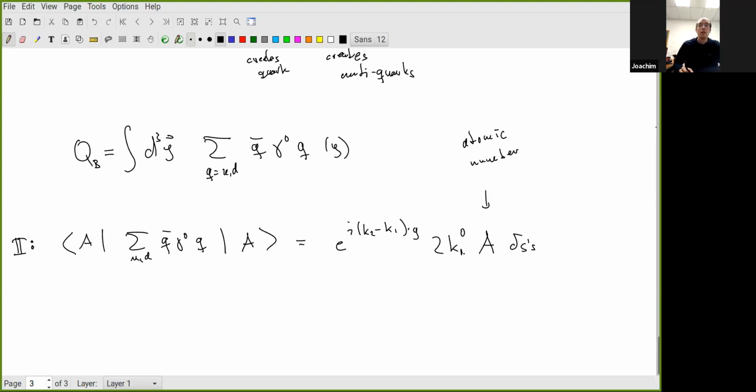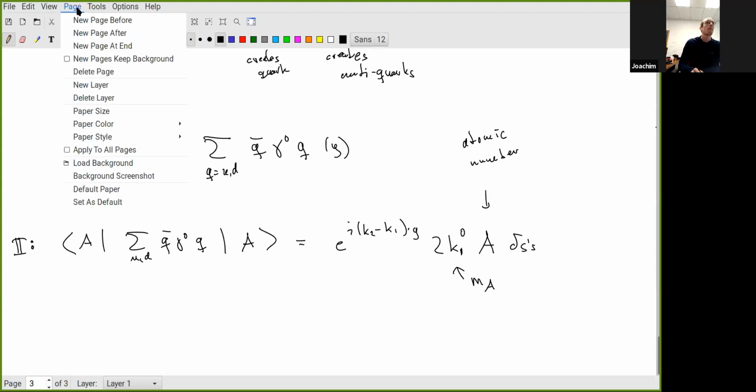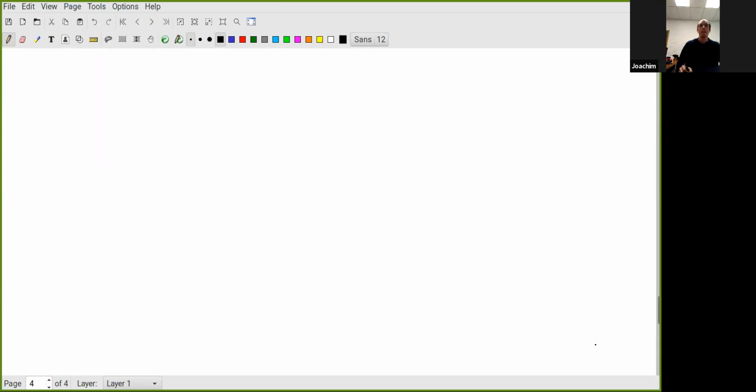Okay, and in the non-relativistic limit, the 0 component of the momentum is of course just the mass. That's the energy component, so that's just M_A. Okay, so that's the second factor. And now we just need to combine everything and do the integrals. All right, so I'm just writing down what we have, collecting everything.